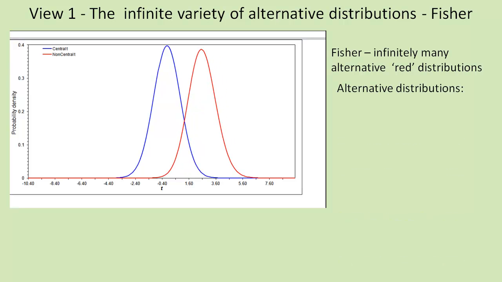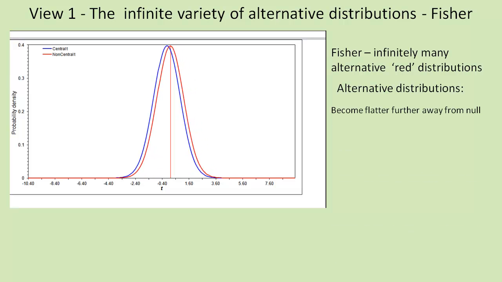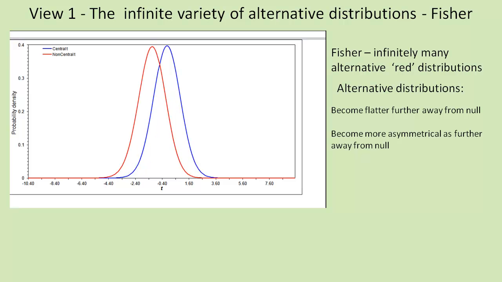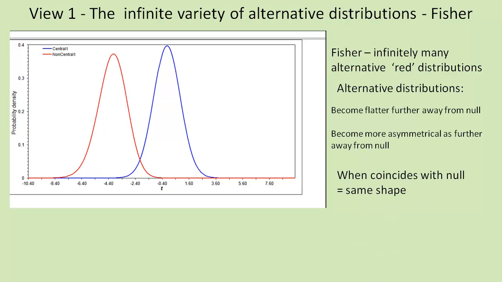Notice how the red ones, that is the alternative distributions, change shape as they move away and closer to the null distribution. Three things to note. Their peak reduces in height, therefore becoming flatter, and also they become more asymmetrical, leaning towards the null distribution, and like the flatness, this becomes more prominent as the distribution gets further away from the null distribution. However, when the alternative distribution is equal to the null distribution, that is when they coincide, both were identical.